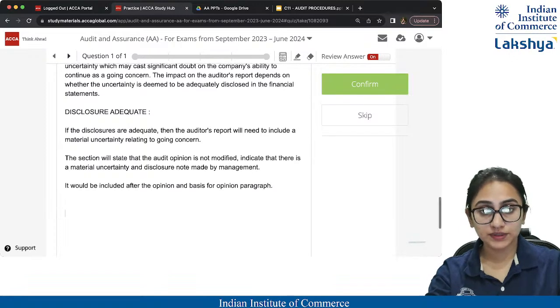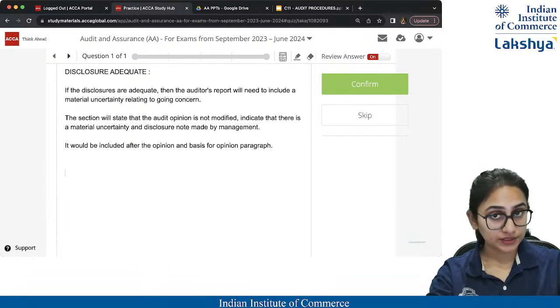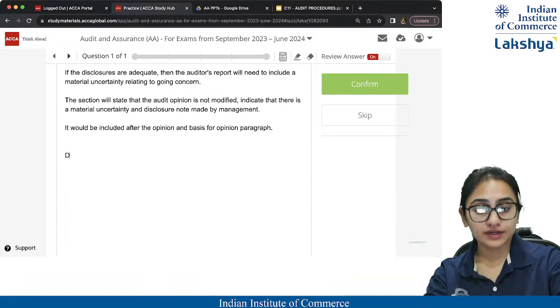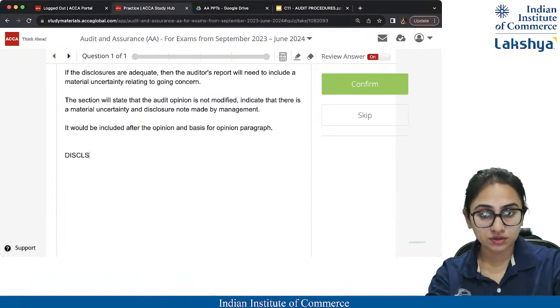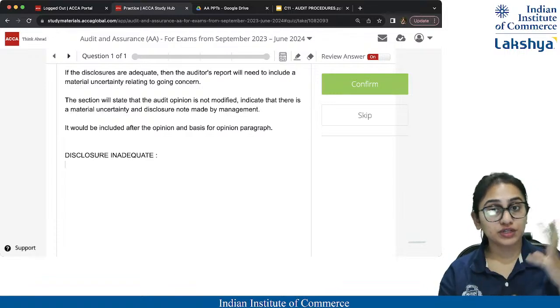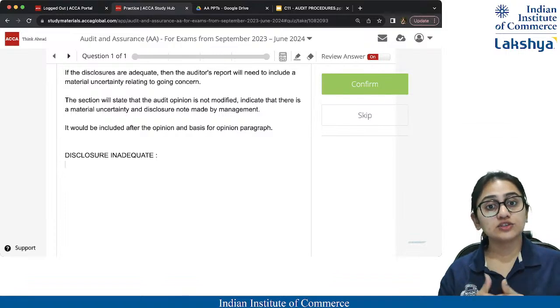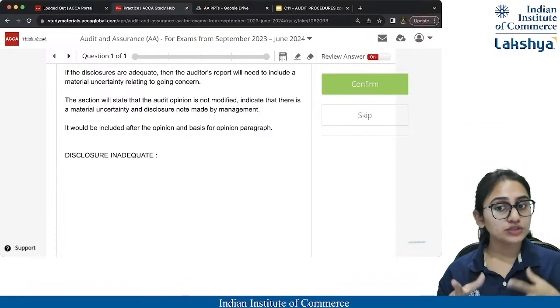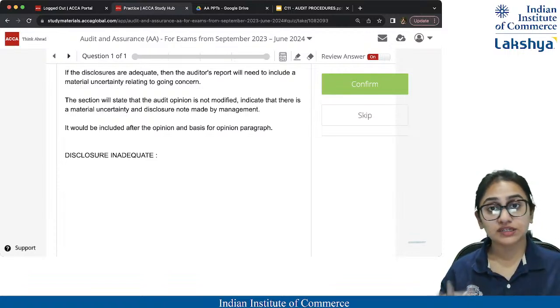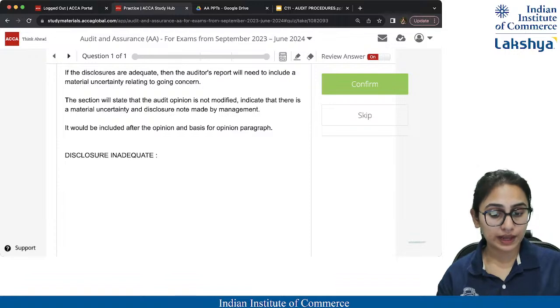Okay, then next we have, if the disclosure is not adequate, means the management has not disclosed it appropriately, then how will it affect? So disclosure is inadequate. Now whatever I'm writing, I'm not writing it from the question, but with whatever prior knowledge I obtained when I studied the chapter reporting. I studied that if the disclosure is adequate, then what will happen? And if the disclosure is inadequate, then what will happen?